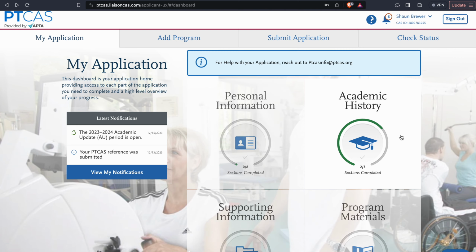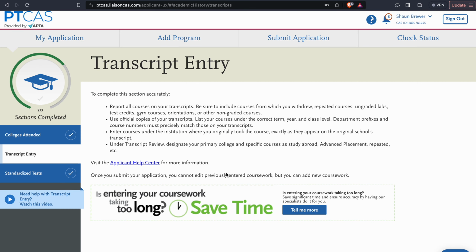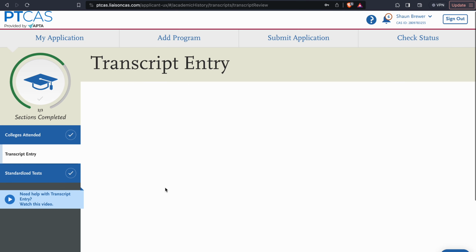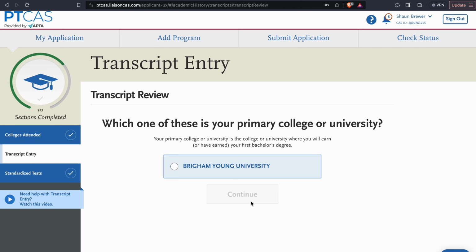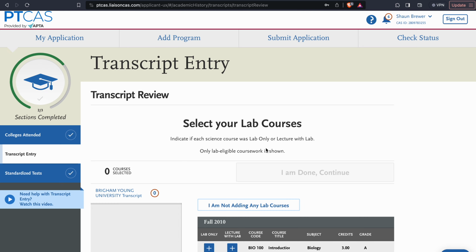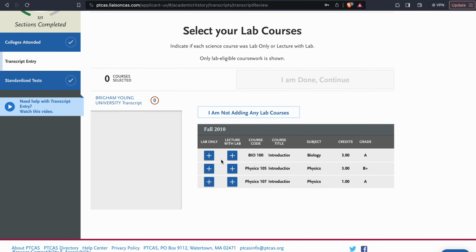So we go to academic history, go to transcript entry, then we're going to go to review and finalize my transcripts. And then you're going to click the institution. Then it asks you, did you take any lab courses? Select yes if you took science classes that were lab only or lecture with lab, okay? So then you have these two different tabs that you can select, lab only or lecture with lab.